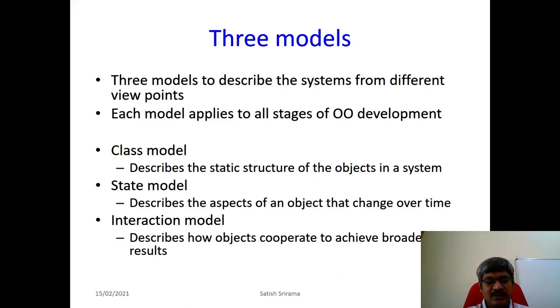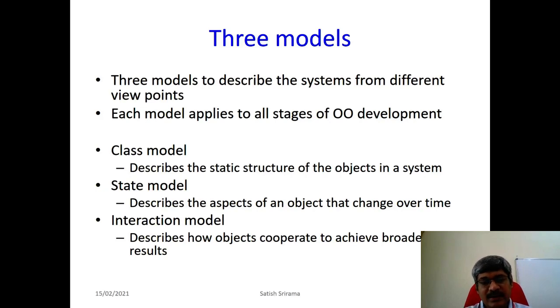What is a class model? This basically describes the static structure of objects in a system. Whatever application you are trying to develop, this class model will consist of all this static structure of the objects in the system. Then comes the state model, which describes all the aspects of an object that change over time. That's about the state model.